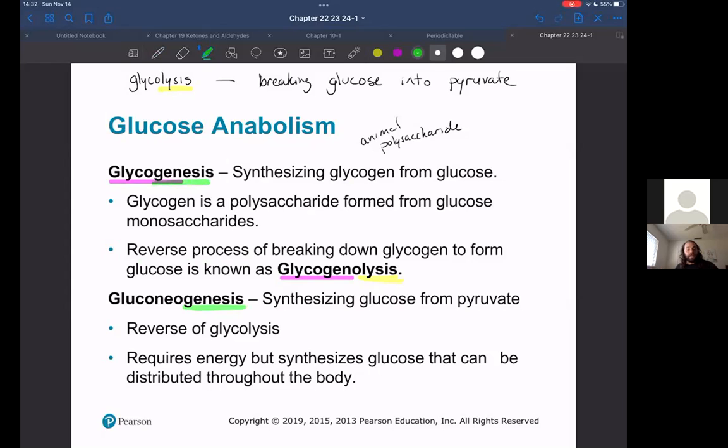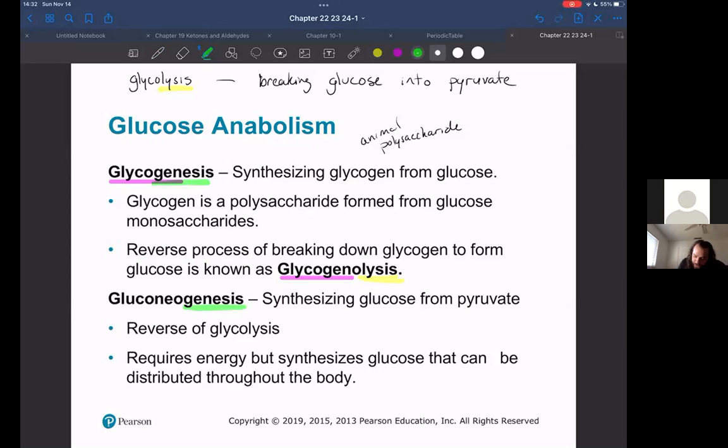That signals that that's an anabolic process, right? Where we're creating something larger from smaller building blocks. In terms of glycogenesis, it's glycogen that we're creating from smaller glucose molecules. And in terms of gluconeogenesis, it's glucose that we're creating from those smaller pyruvate molecules, okay?